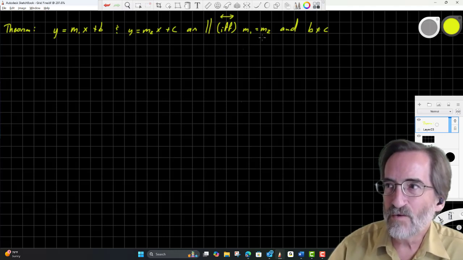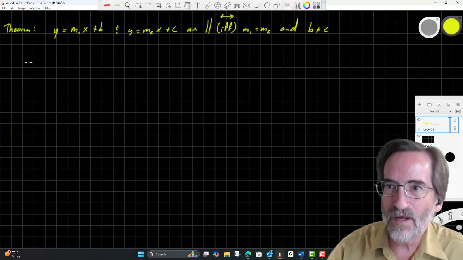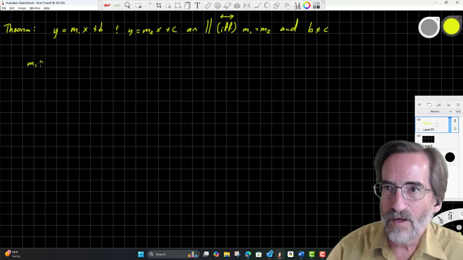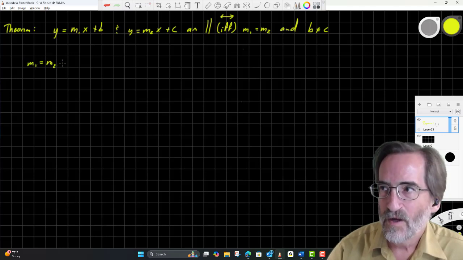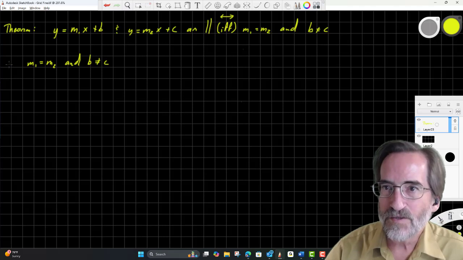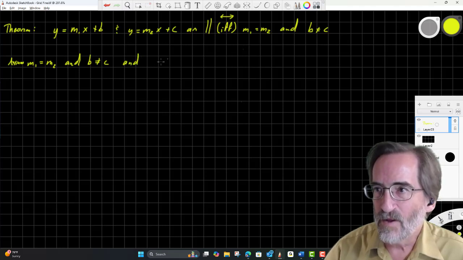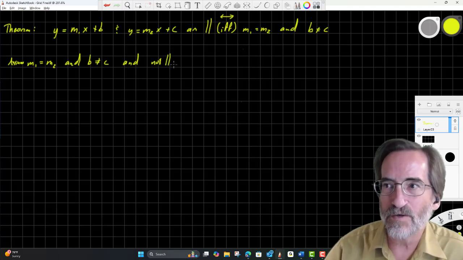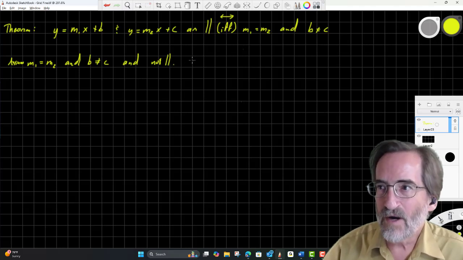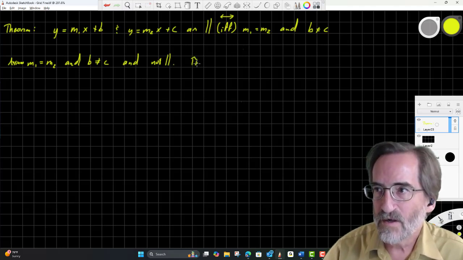So let's start with this. We'll say m1 equals m2 and b does not equal c. Okay, assume that's true, and that the lines are not parallel. And we're going to show that this leads to a contradiction. If they're not parallel, they must intersect.